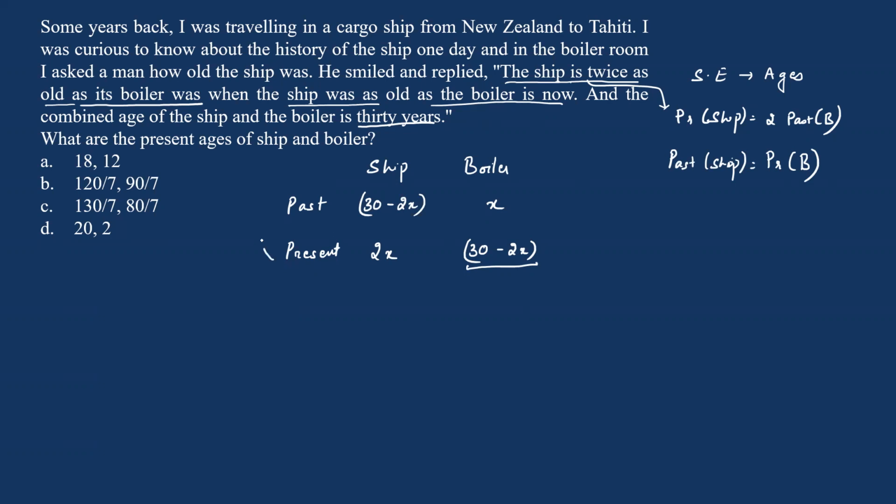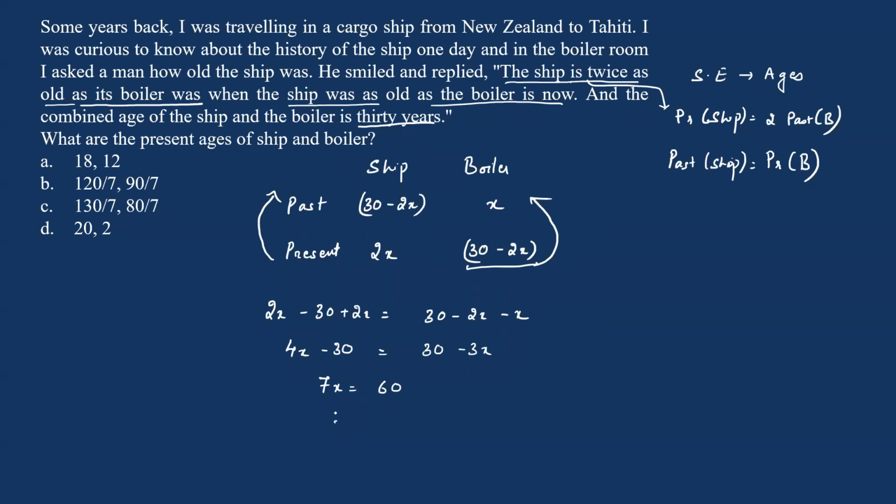And what is the next step that we do? The difference between past and present of the ship is equal to the difference between past and present of the boiler. Clear? So I would write this as 2x minus (30 minus 2x), so that becomes minus 30 plus 2x, which is equal to the present, that is 30 minus 2x, minus the past. So on the left hand side, we have 4x minus 30, is equal to, on the right hand side, 30 minus 3x.